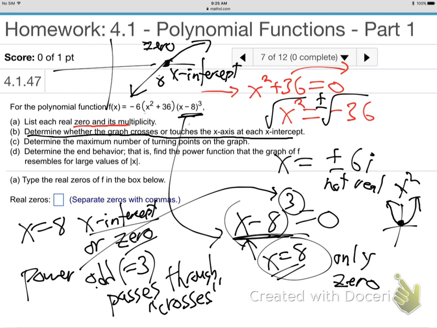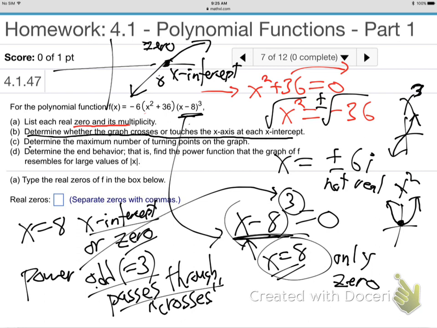Even powers bounce, odd powers pass through, like x cubed. You know the graph of x cubed. It does this. It passes through because it can be positive and negative for odd powers. Okay, so odd power passes through. So that's what they want to know.